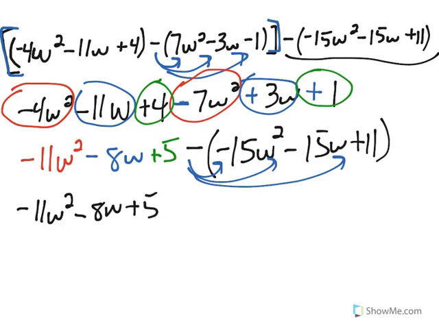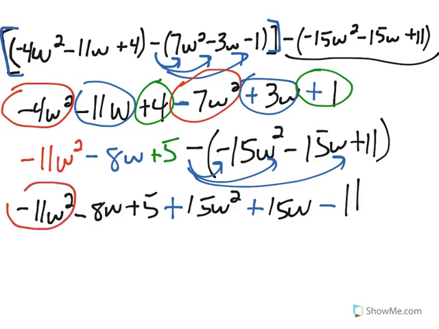So the first polynomial remains the same, but in the second polynomial, the 15w squared becomes a positive 15w squared. The negative 15w becomes a positive 15w. And the positive 11 becomes a negative 11. So then we go on, and once again, we combine the like terms.